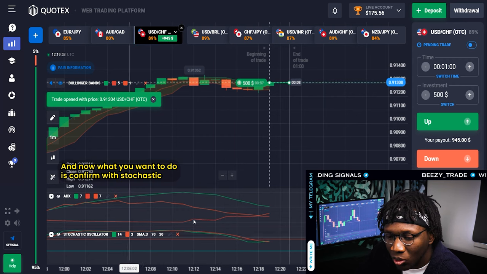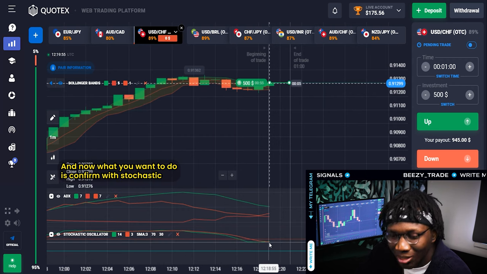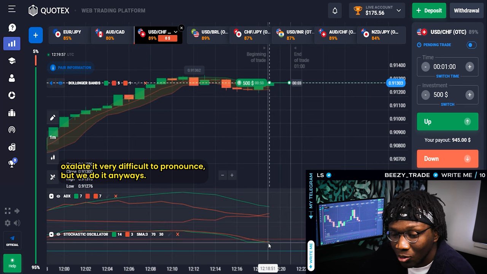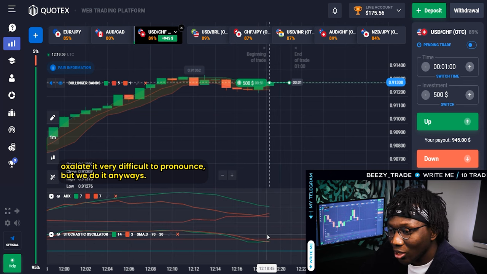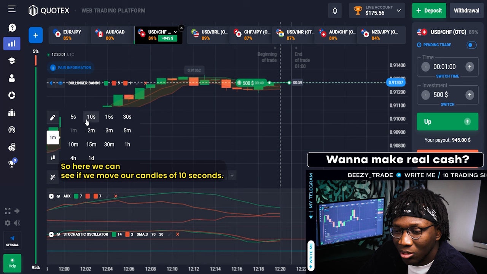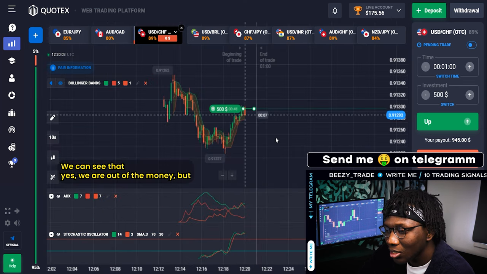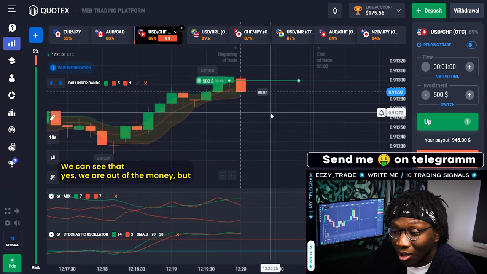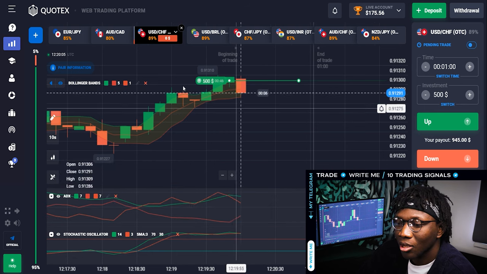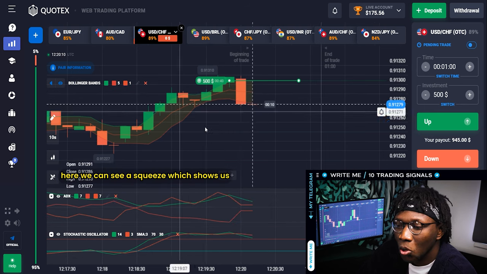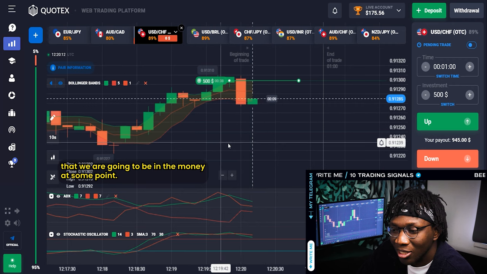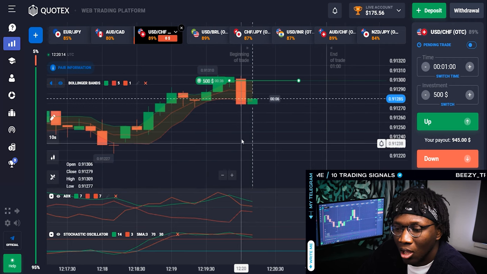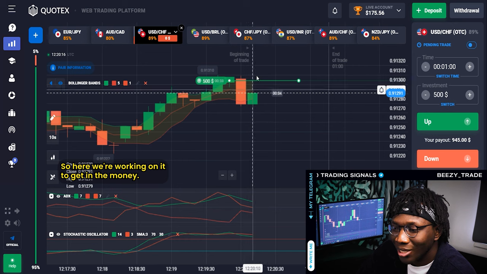And now what you want to do is confirm with the stochastic oscillator. Very difficult to pronounce, but we do it anyways. So here we can see, if we move our candles to 10 seconds, that yes, we are out of the money. But here we can see a squeeze, which shows us that we are going to be in the money at some point. So here we're working on it to get in the money.